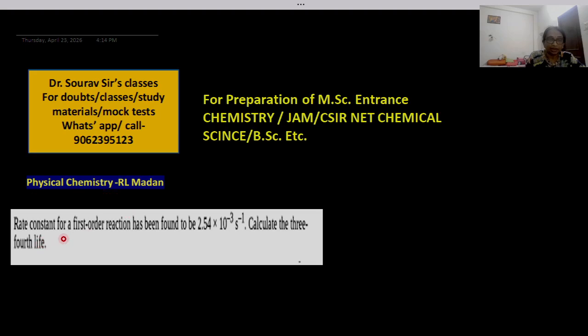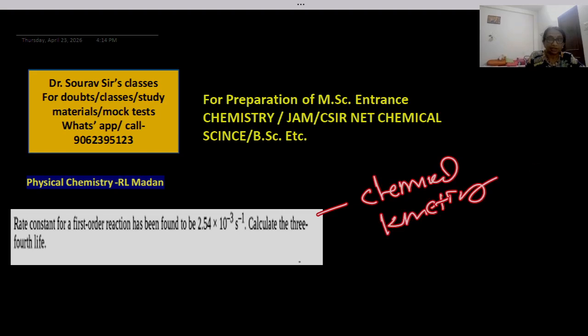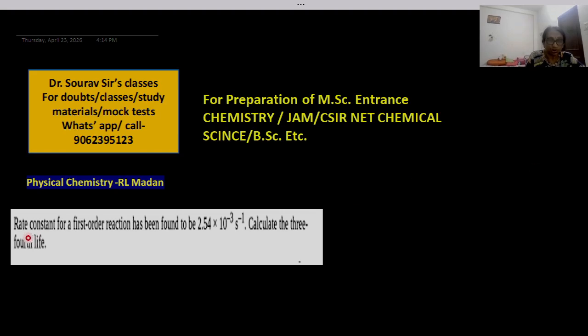Now let us start with today's problem from physical chemistry, R.L. Madan, and it is related to chemical kinetics. The problem is related to chemical kinetics. What is the problem? So now read the question.